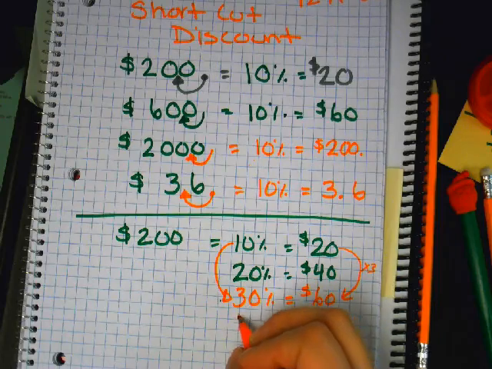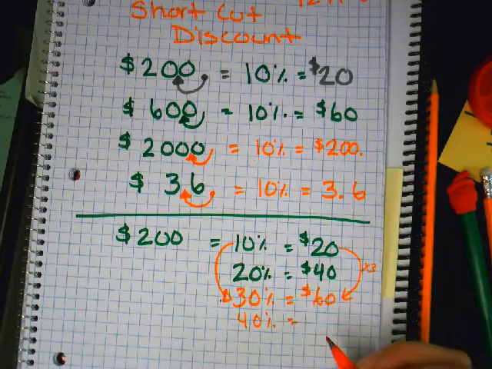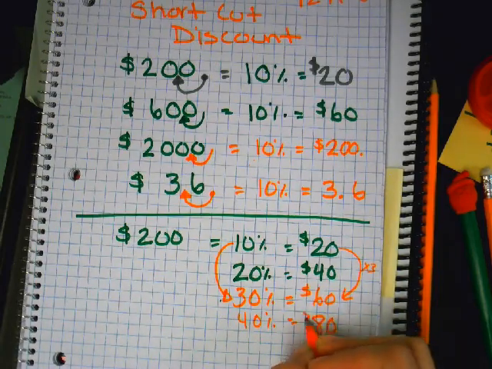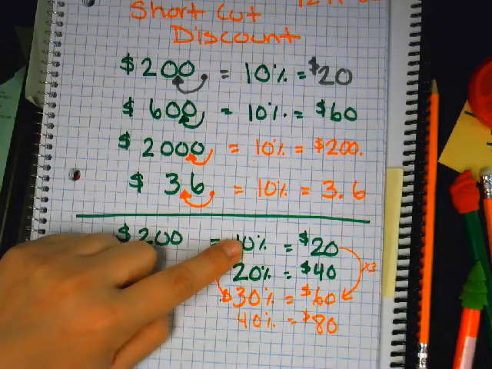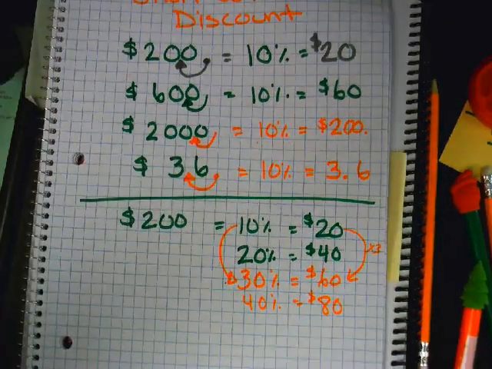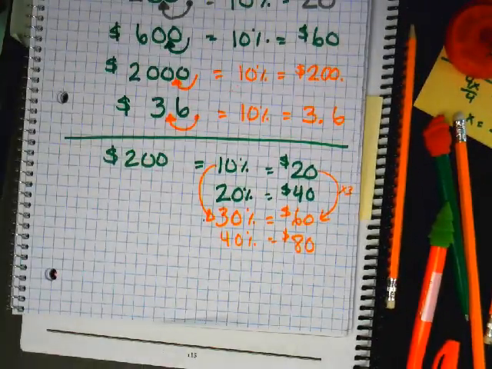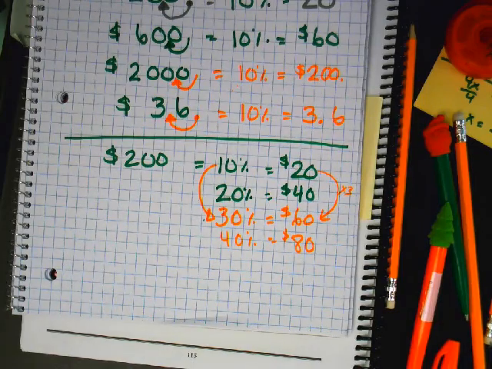What's 40%? 80. But all of this is based on the 10%. So if you know the 10%, you can do the other ones. If you know the 10%, you should be able to do the other ones. Does that make sense?